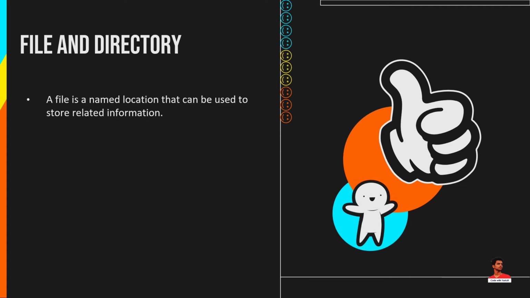A file is a named location that can be used to store related information. For example, Main.java is a Java file that contains information about the Java program. A directory is a collection of files and subdirectories. A directory inside a directory is known as a subdirectory.